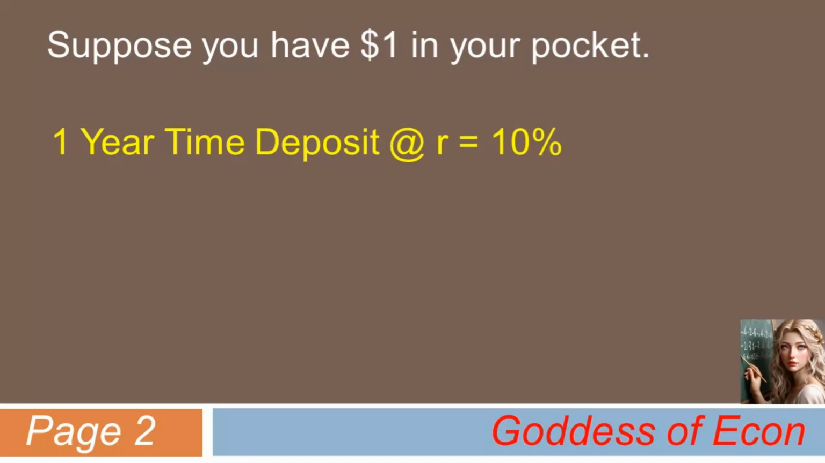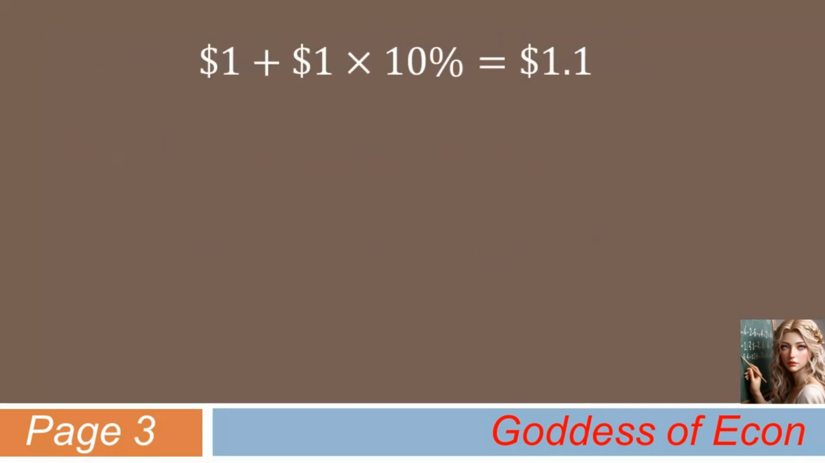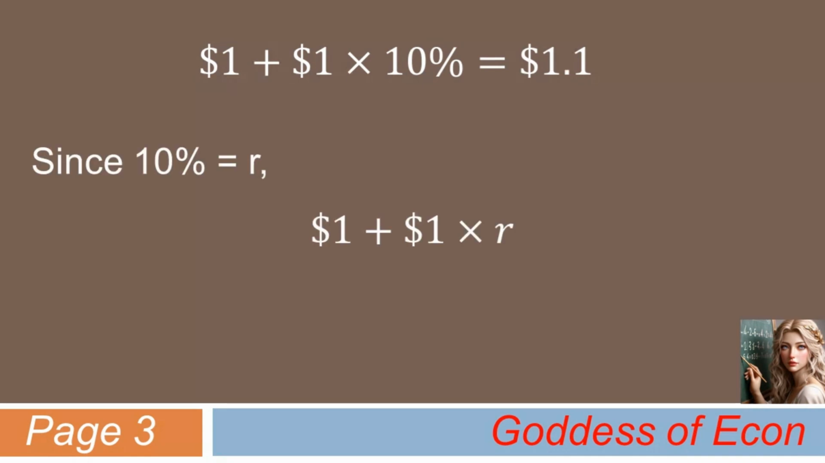It can be calculated as follows. $1 plus $1 times 10%, which equals $1.10. Simple, isn't it? So the principal plus the interest will be what you will receive next year. Now let's rewrite the equation above, replacing 10% with a letter R, which economists often use to denote the interest rate. This equation tells us that, in a year's time, $1 will become $1 plus $1 times R.